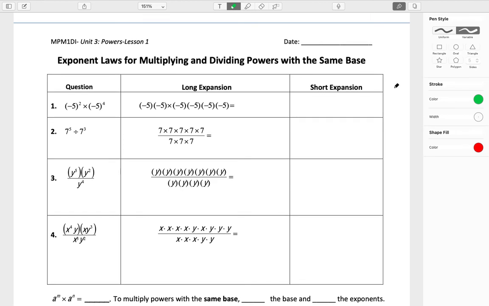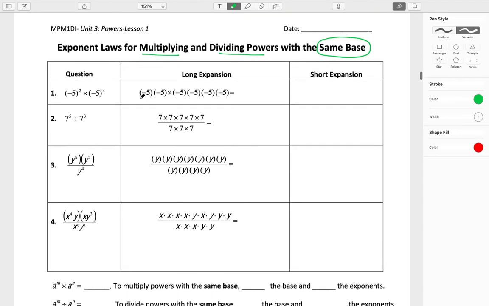Today we are going to do lesson number 1, in which we explore different exponent laws for multiplying and dividing powers. But they have to have the same base in order to apply the exponent laws. So let's take a look at example 1.